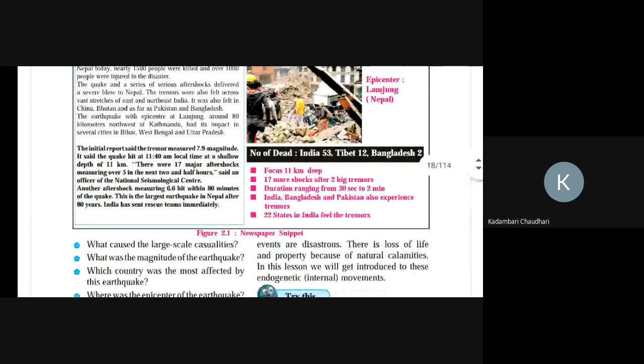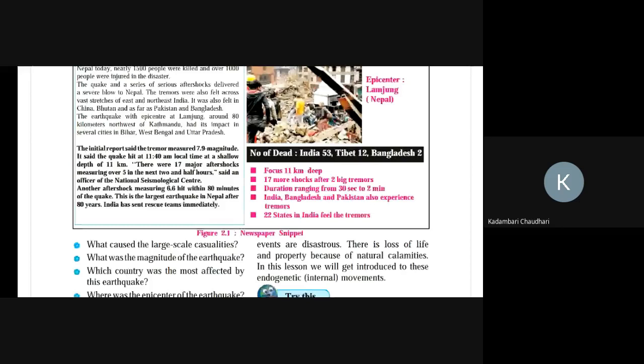The earthquake with epicenter at Lamjung, it is one of the places around 80 kilometers northeast or northwest of Kathmandu, had its impact in several cities in Bihar, West Bengal, and Uttar Pradesh. So basically, Bihar, West Bengal, and Uttar Pradesh. These are the states which are near to Nepal. And also, the epicenter is discussed over here. They have given the information that the epicenter was around 80 kilometers northwest of Kathmandu.